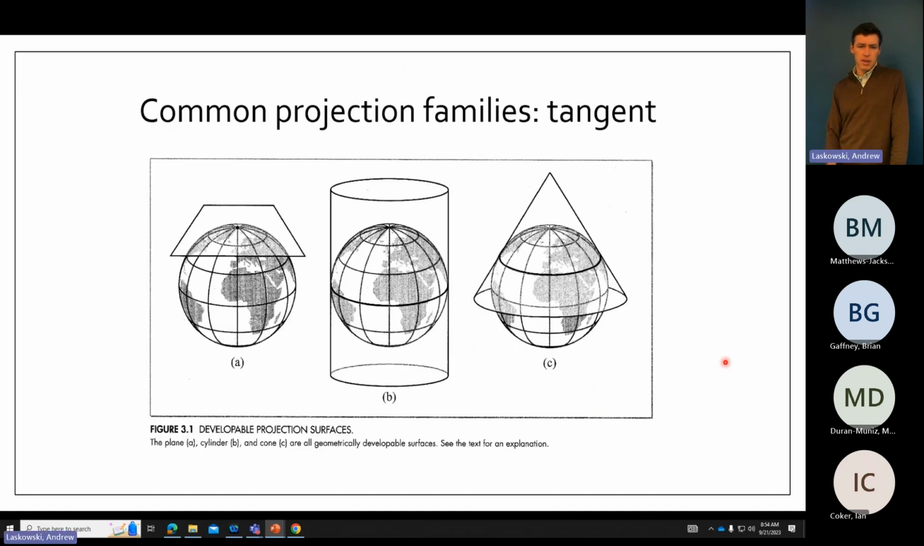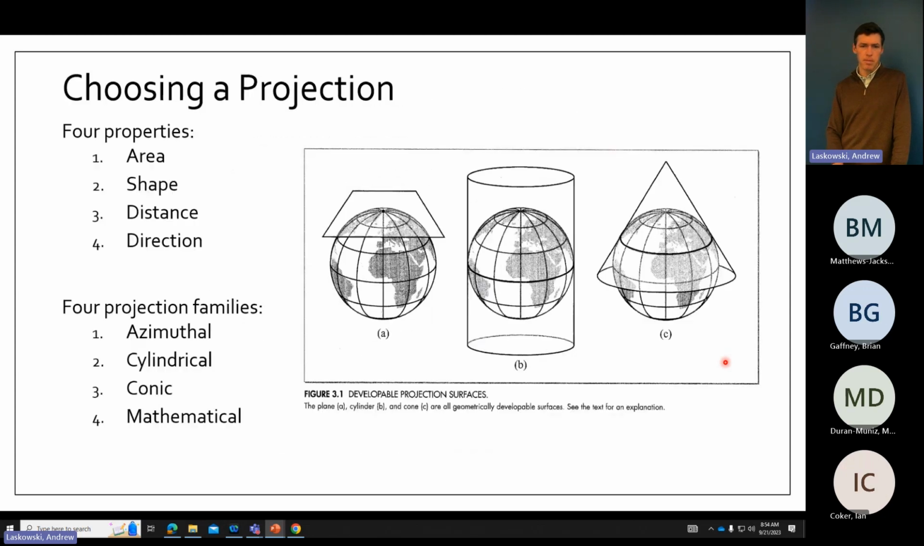Already mentioned this. Azimuthal on the left, conic on the right, and cylindrical in the middle. So how do we actually choose a projection? We have to choose between 4 properties, and then we have to choose our projection surface as well. And you've got all kinds of combinations of these 2 choices.